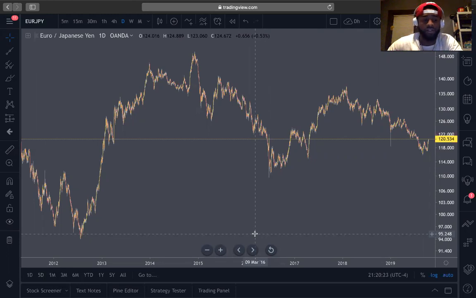I actually learned this from Cuebanks. So definitely shout out to him for teaching this method of how to draw support and resistance. So without further ado, we're definitely going to go ahead and jump into this.